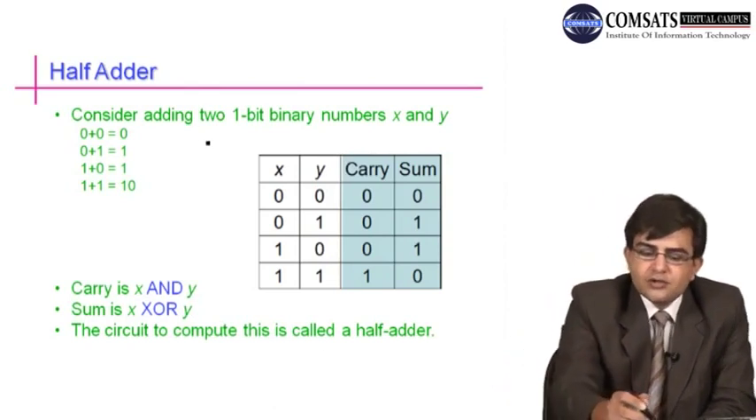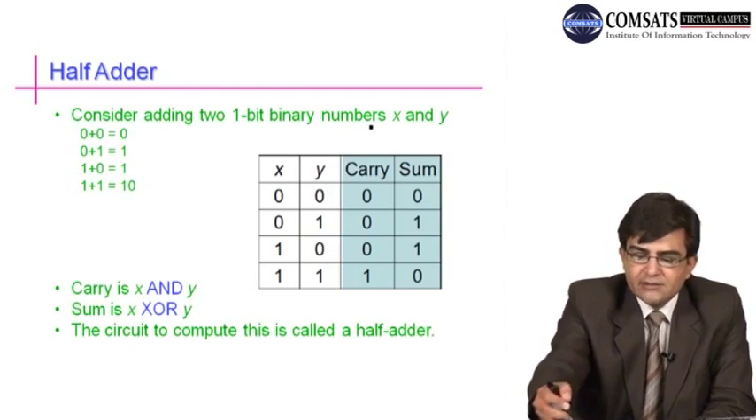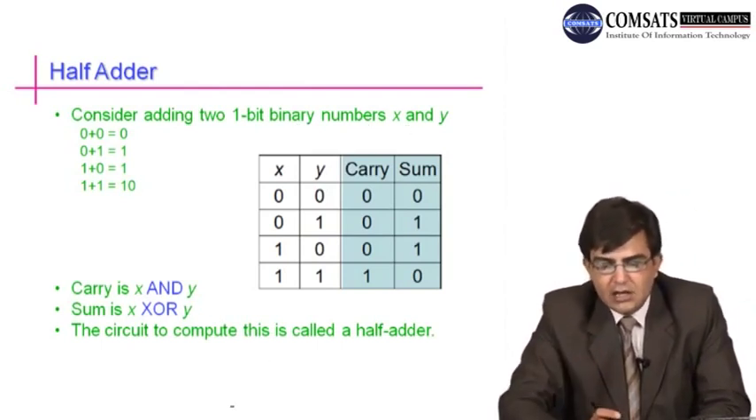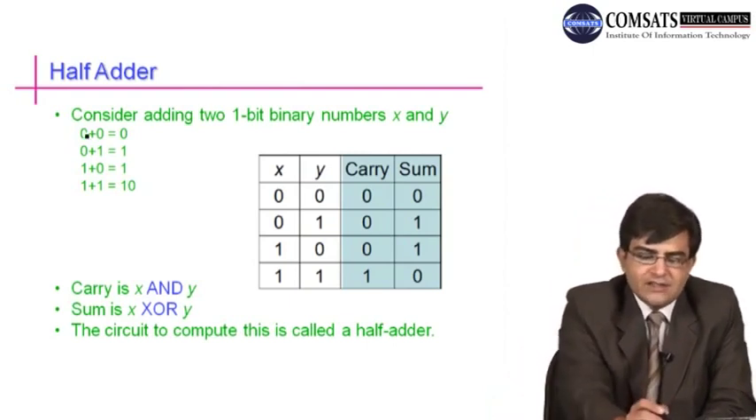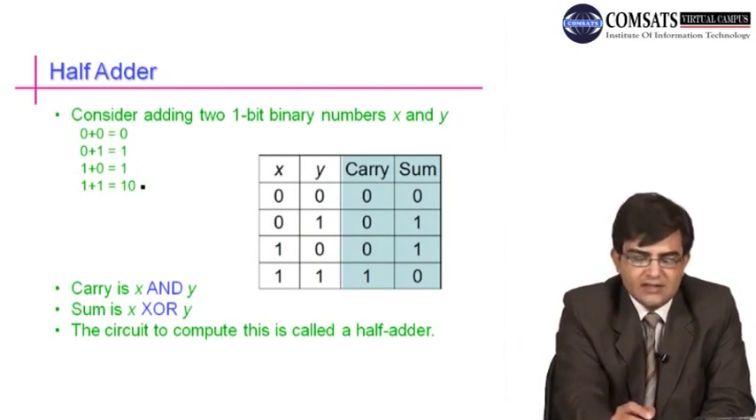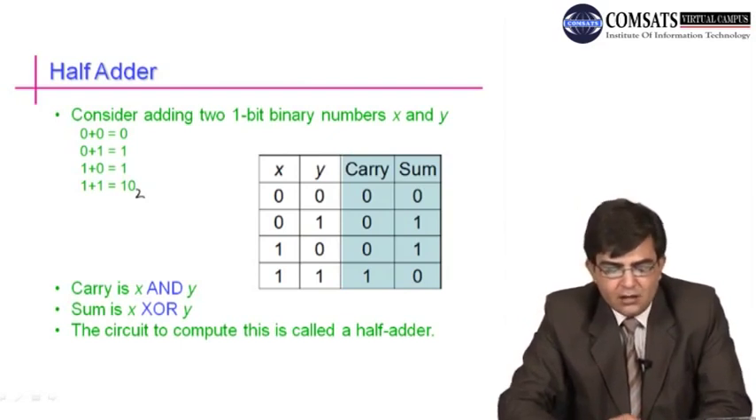In this, we consider adding two 1-bit binary numbers, x and y. 1 bit means only single digits. If we add up 0 plus 0, 0 plus 1 is 1, 1 plus 0 is 1, and 1 plus 1 is 10. This is obvious, as the base is 2 here. This is binary representation.